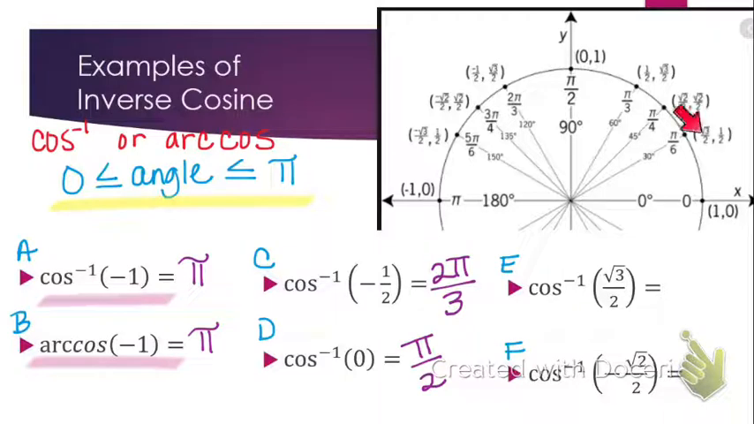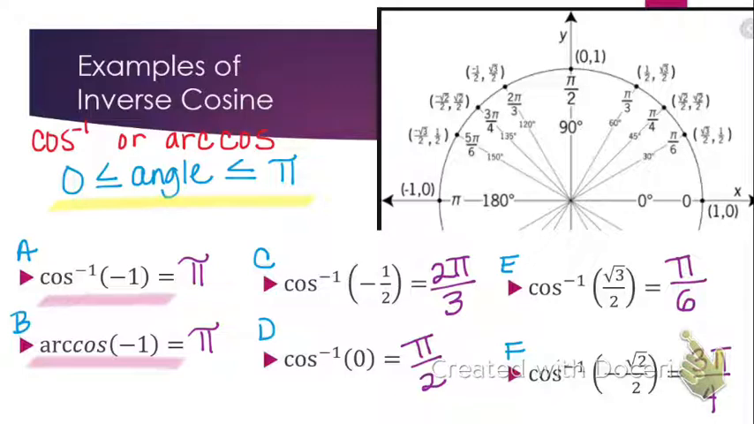What angle has a cosine of positive square root of 3 over 2? Pi over 6. What angle has a cosine of negative square root of 2 over 2? That would be here. And that is 3 pi over 4. So 3 pi over 4. Okay, any questions about the inverse cosine?